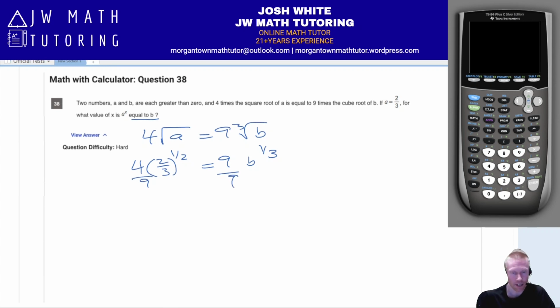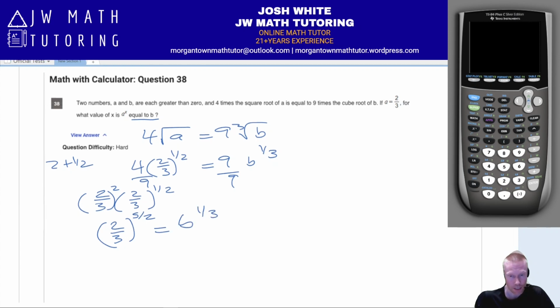First step I would do is divide by 9. Now notice on the left side you have one fraction that is 4/9 and one that is 2/3. I can take the 4/9 and rewrite it as 2/3 to the second power. Since I have the same base, I can multiply these and turn this into 2/3, and now I add the exponents, 2 plus 1/2. That's going to turn out to be 5/2, or 2.5. Again, do that on your calculator if you're not confident with it. Just add 2 plus 1/2, and you'll get 2.5, then convert it to 5/2. And that's equal to b to the 1/3 power.